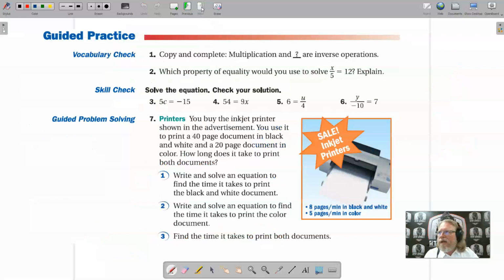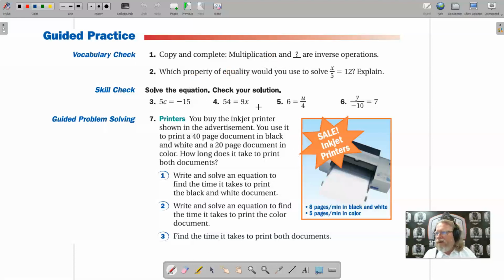Interesting thought. So for our guided practice, copy and complete: multiplication and blank are inverse operations. Well, hopefully you're saying division. Yes, multiplication and division are indeed inverse operations, just like addition and subtraction are inverse operations. Which property of equality would you use to solve x over 5 equals 12? Well, the 5 is tied to the x through division, and the inverse operation is multiplication. So I would use the multiplication property of equality to solve that.